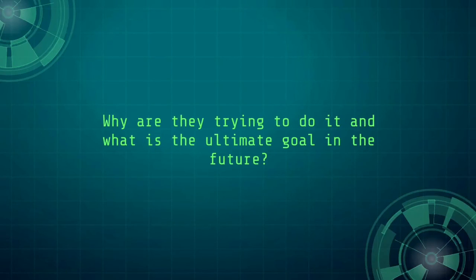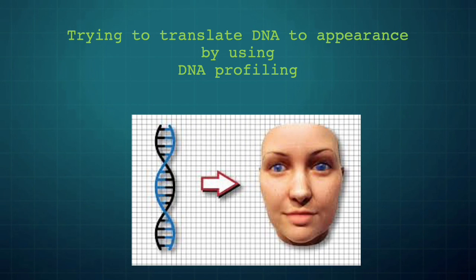Why are they trying to do it, and what is the ultimate goal in the future? They are trying to translate DNA to appearance by using DNA profiling. Small differences in many genes interact to give rise to differences in physical appearance. In the future, we may go much further than just comparing evidence from a crime scene to a known suspect. Instead, we may use DNA from crime scenes to create descriptions of potential suspects or unidentified victims from scratch.